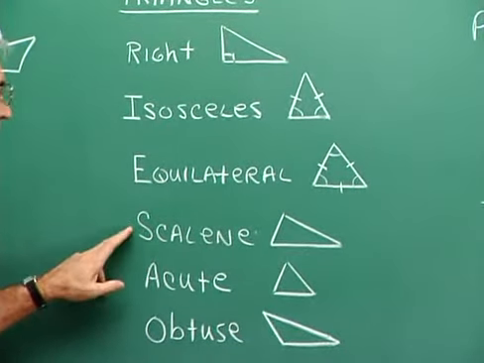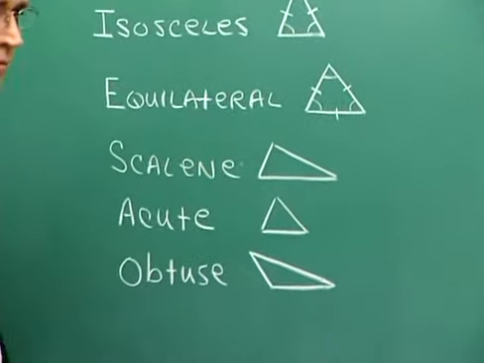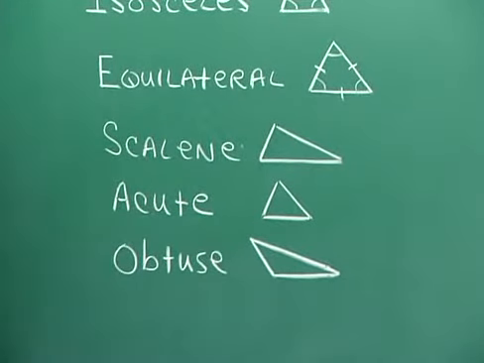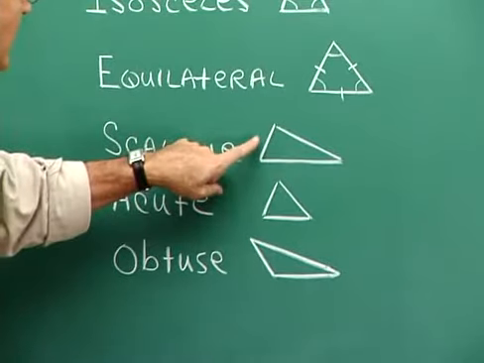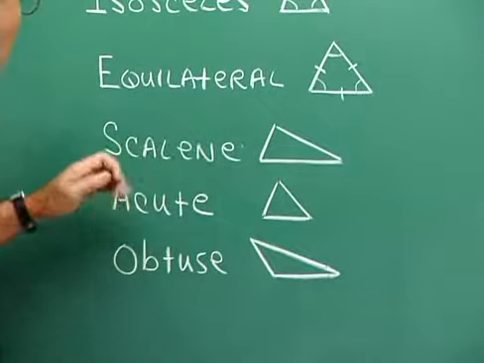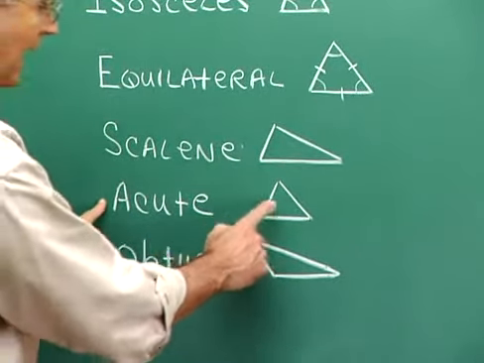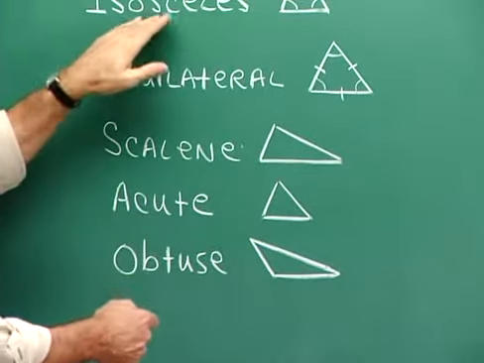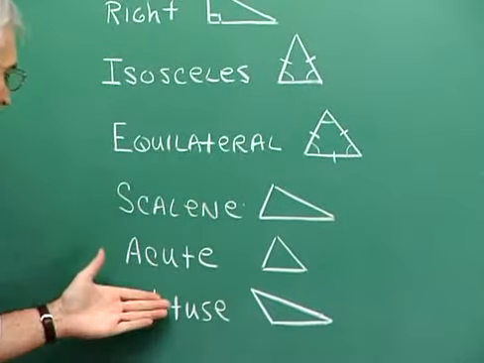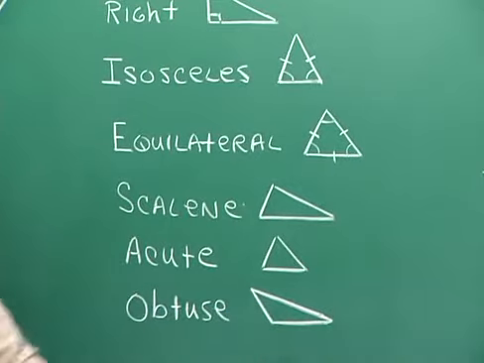A scalene triangle is a triangle in which no two sides are the same length. An acute triangle has all angles which are acute angles. Now, I may have drawn this scalene triangle that is also acute. So these have overlapping possibilities. An acute triangle, all the angles are acute angles. Well, this isosceles triangle that I drew up here is an acute triangle. An obtuse triangle has one angle which is an obtuse angle. That obtuse angle is right here.